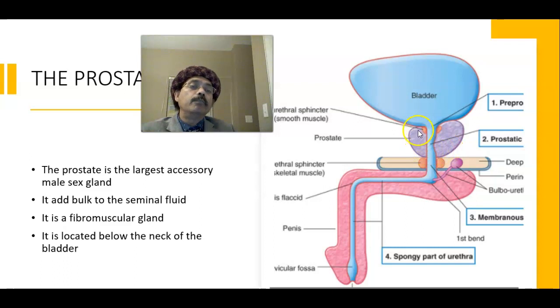It is located below the neck of the bladder, above the urogenital diaphragm, behind and below the symphysis pubis. It is just anterior and above the anal canal and anterior to the rectum. And it contains the prostatic part of the urethra.